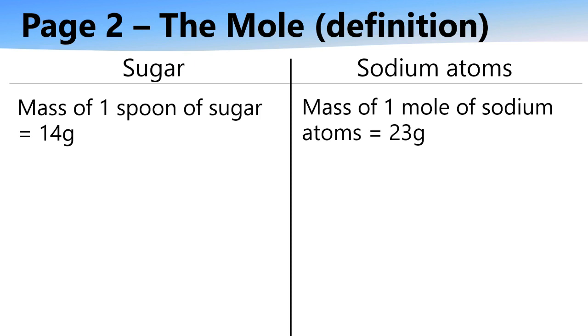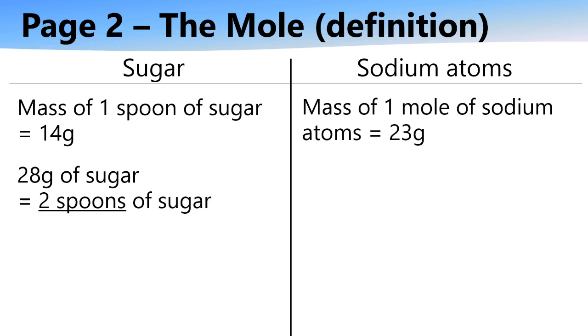Okay. We can also do the reverse. Given the mass of a spoon of sugar, or given the mass of 1 mole of sodium atoms, how many spoons or moles do I have respectively? Example, given 28 grams of sugar, how many spoons of sugar would that be? Okay, to find that, it is 28 divided by 14, which is 2 spoons of sugar.